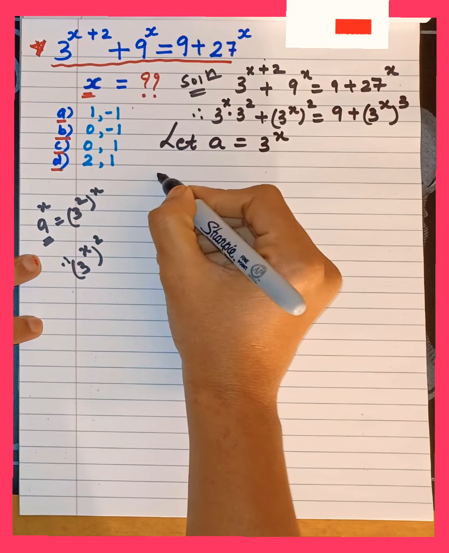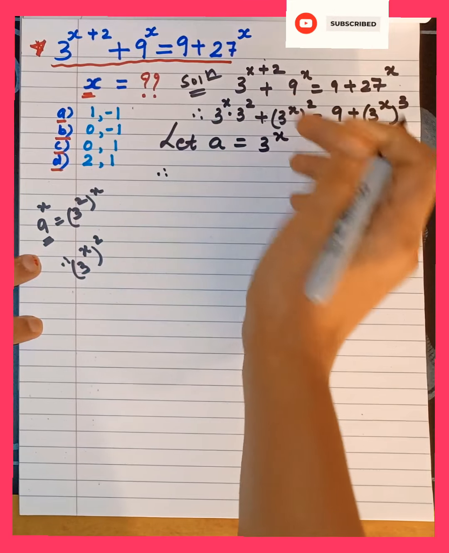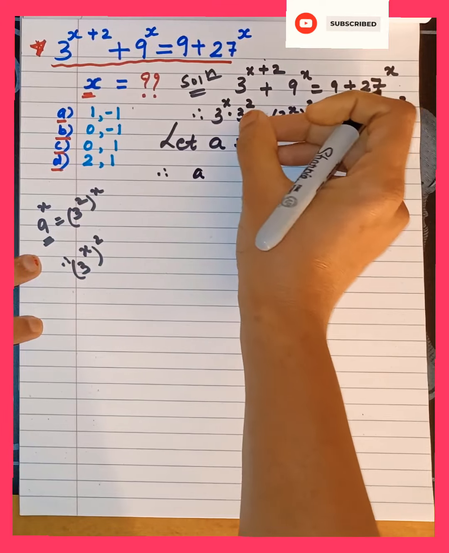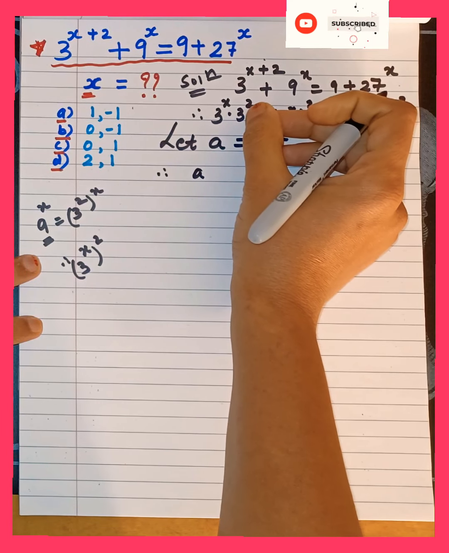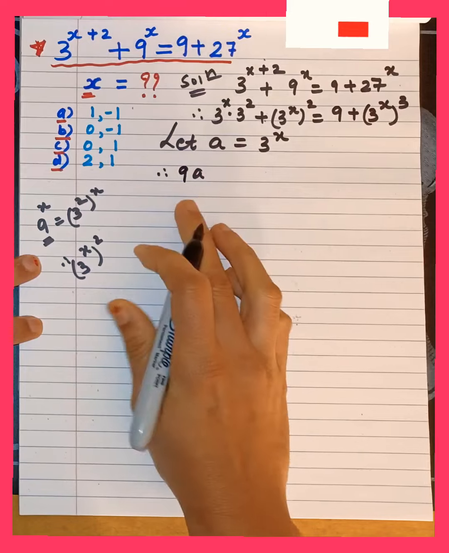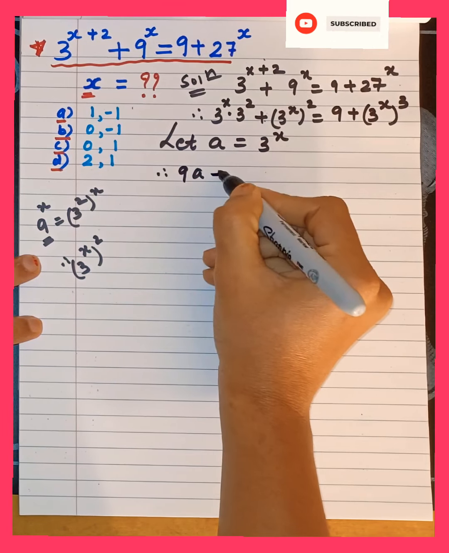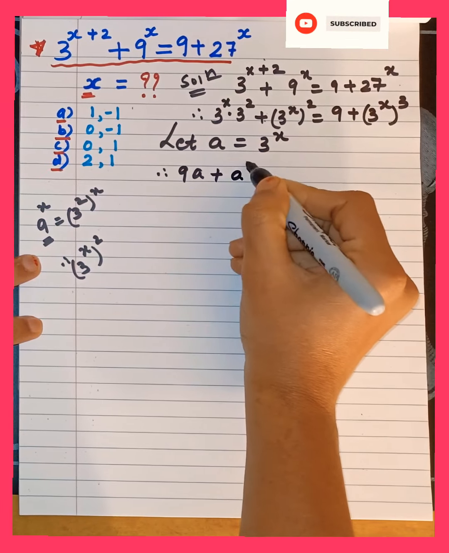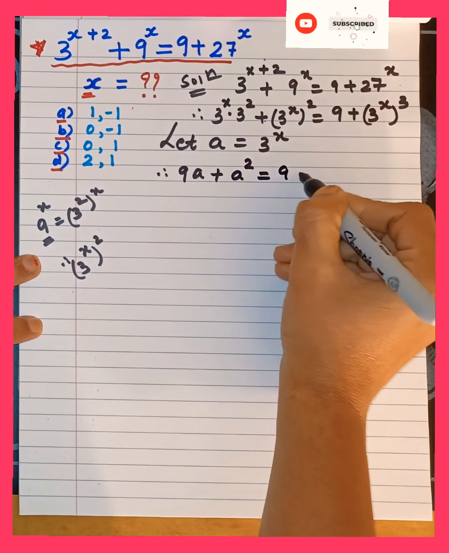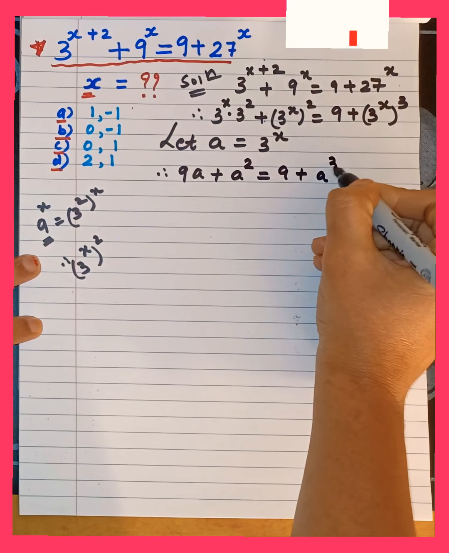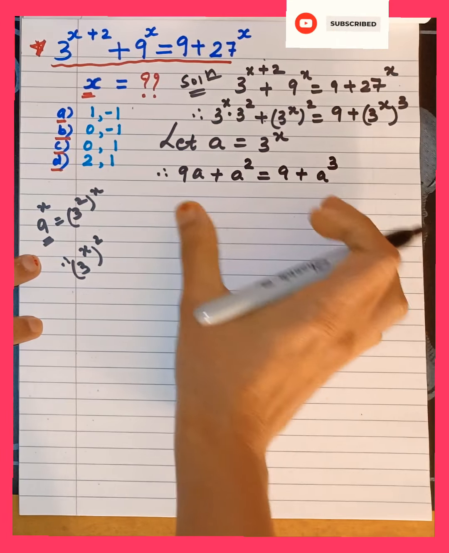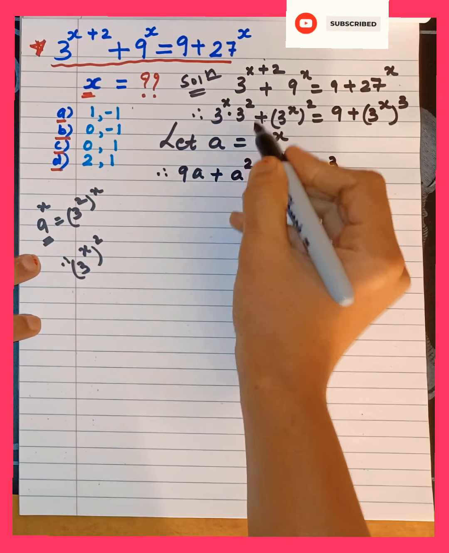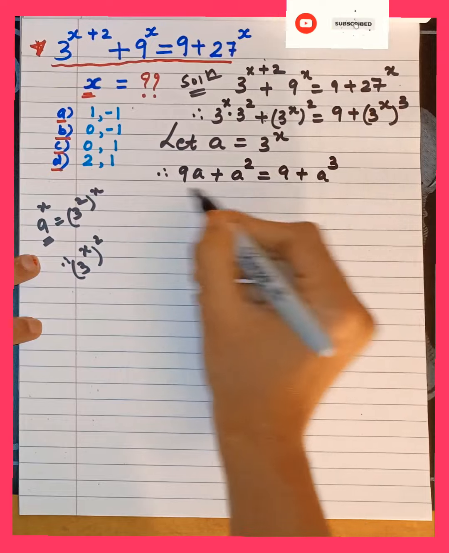So now our equation becomes, in place of 3 raised to x, we will write a. So a, and here 3 square. So 3 square is 9. So 9a. Okay. Plus here 3 raised to x is a. So this will be a square equal to 9 plus this will be a cube. Okay, so I hope you understood how we are getting this equation. So everywhere in place of 3 raised to x, we just have to substitute a. Now we get this equation.